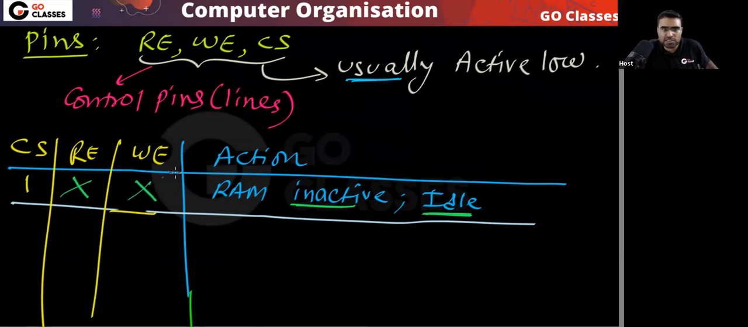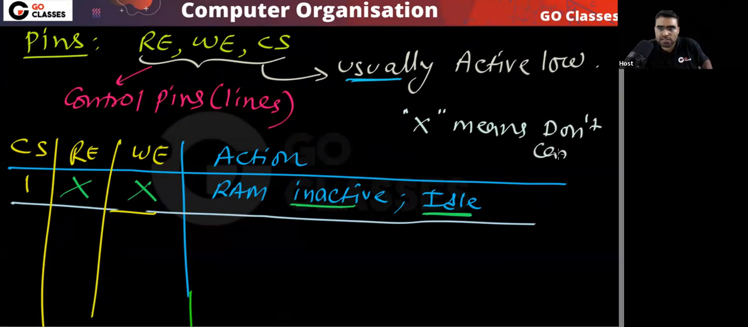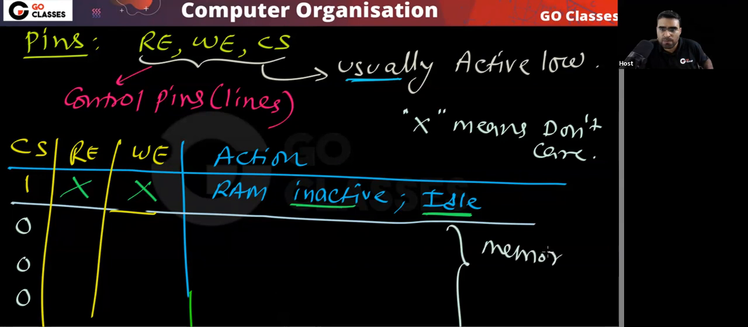What does this symbol mean? This cross means don't care. Don't care means this can be 0 or this can be 1. Whatever you want, you can put here. Now if this chip select is 0, what will happen? In these situations, memory is active. This memory chip is activated.